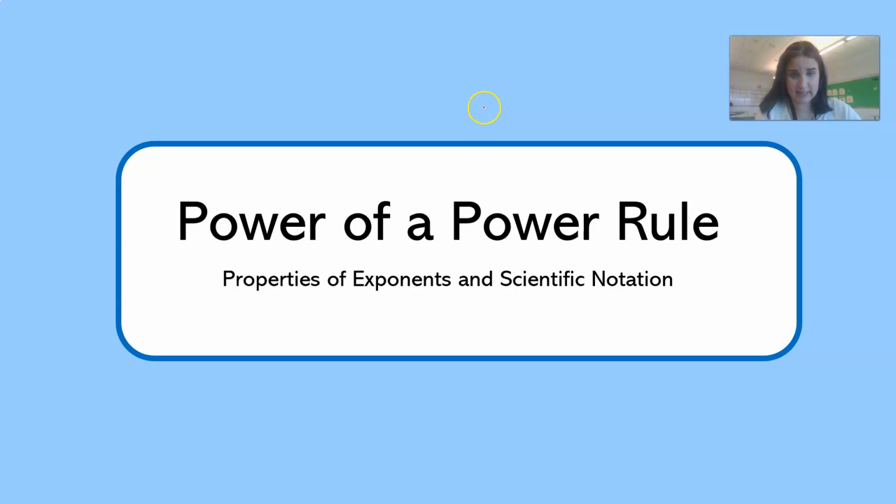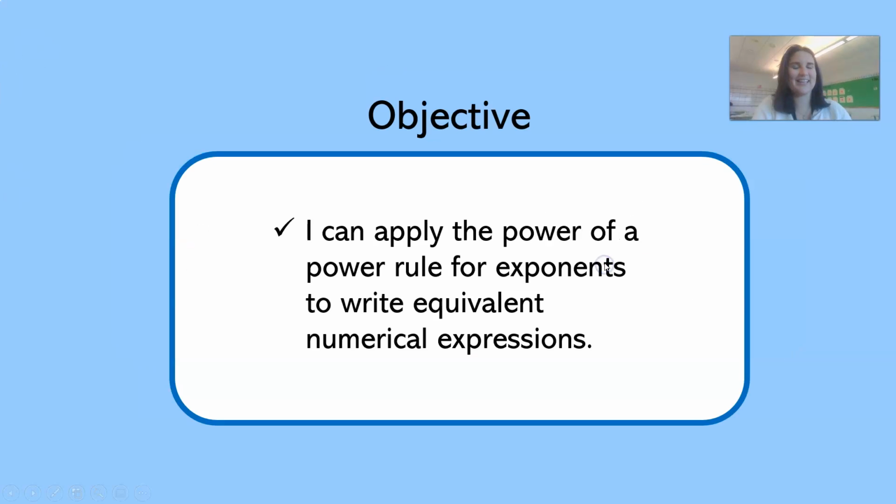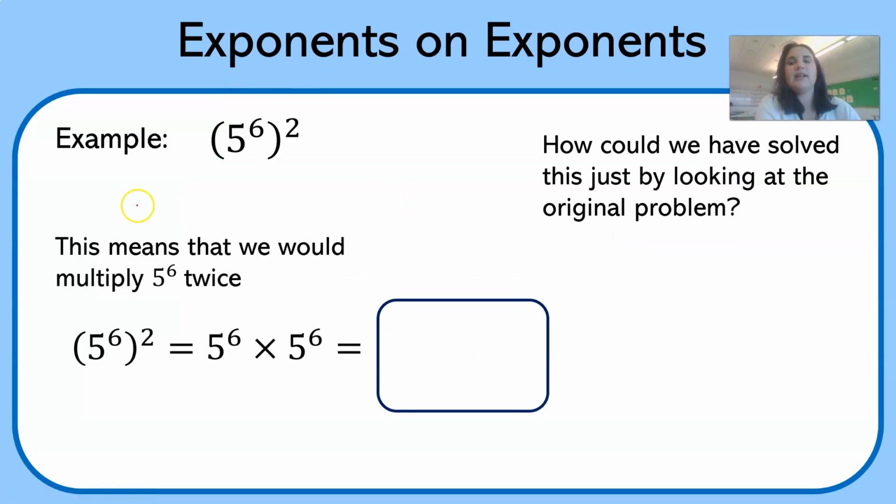So the objective of this is: I can apply the power of a power rule for exponents to write equivalent or equal numerical expressions. So we're going to look at what happens when we have an exponent and then there's another exponent on top of that. So let's look at an example first.